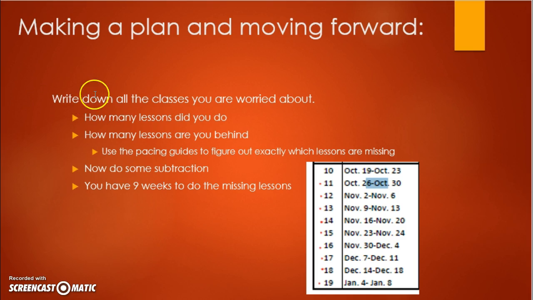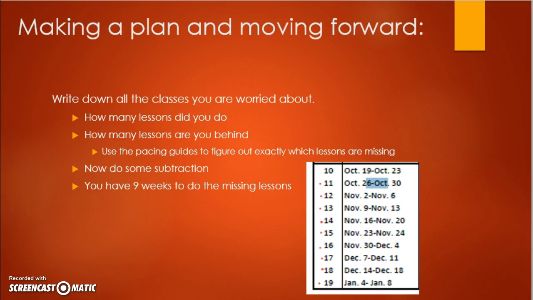The first thing you're going to do, write down all the classes that you didn't get the grade that your student wanted. You need to know how many lessons you did and how many lessons you should have done. So this should say should have done. Forgive me for that. And we're going to use the pacing guides to figure out what we're missing. Then we just do some basic subtraction, and then we figure out, there's 9 weeks left, starting next week, week number 11. So there's going to be 1, 2, 3, 4, 5, 6, 7, 8, 9. You have 9 more weeks starting next week to get your student where they want to be. And that's not even including Christmas break or anything like that.